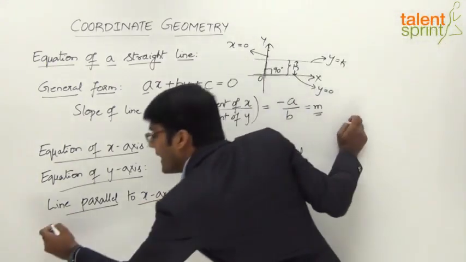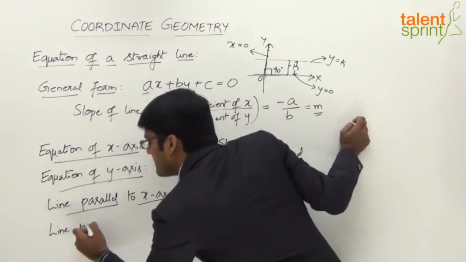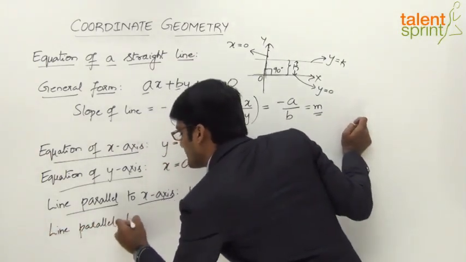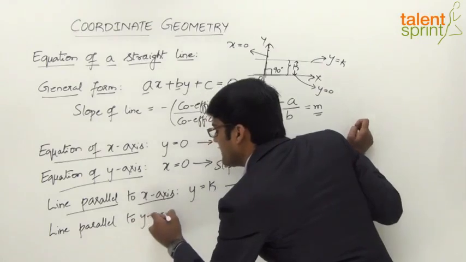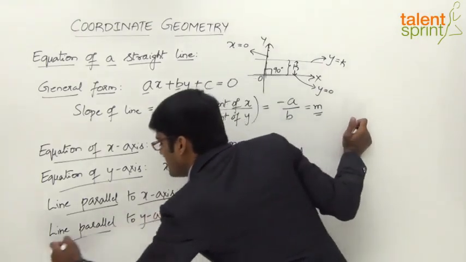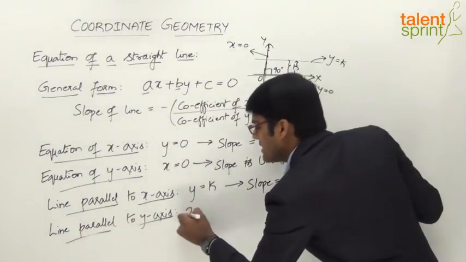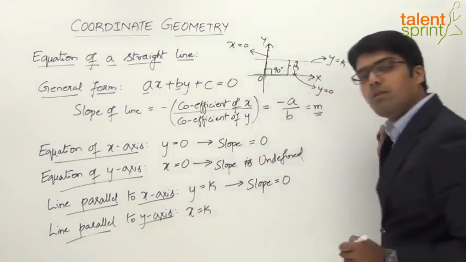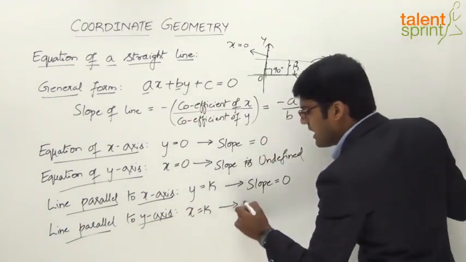Now, a line parallel to the y-axis. Since we have already looked at a line parallel to the x-axis, this shouldn't be difficult. What do we do? x equals k. x will be equal to k, and the slope is undefined.